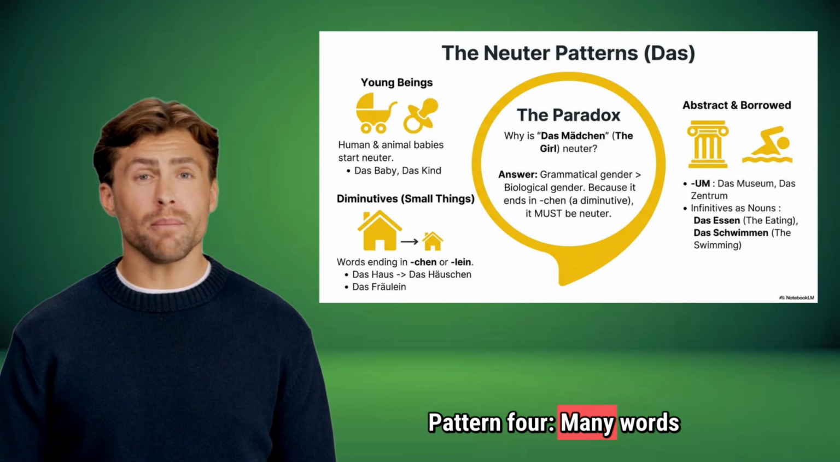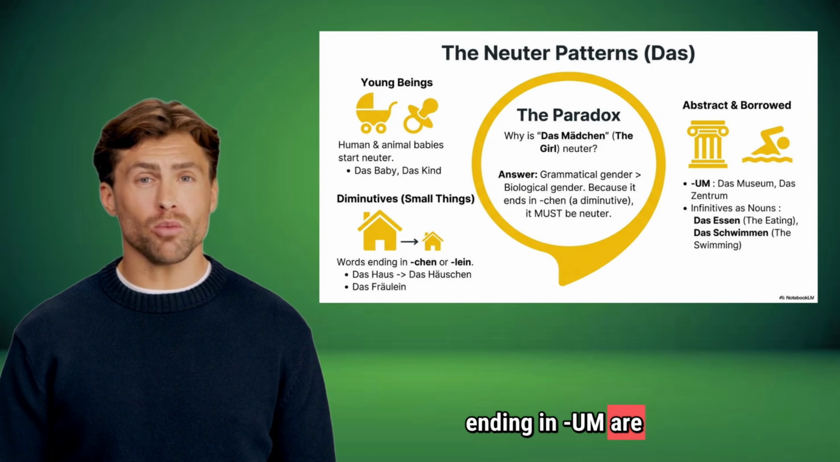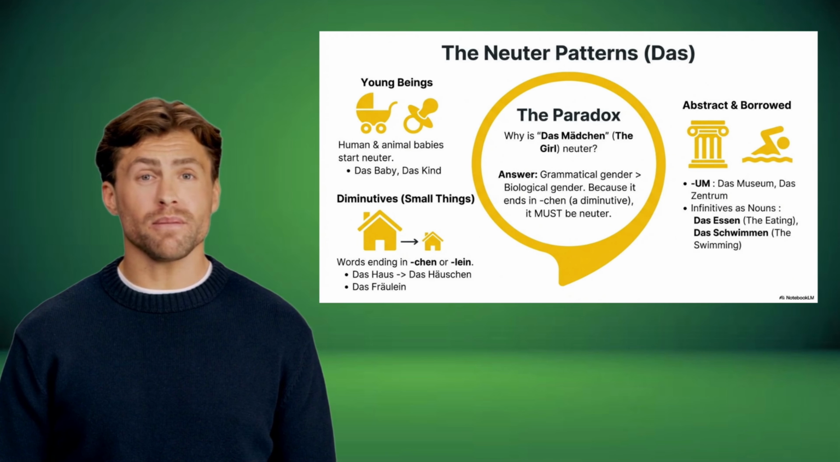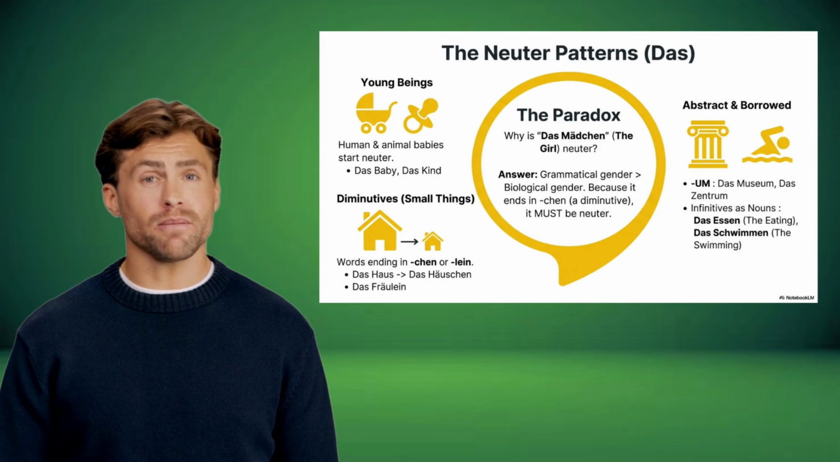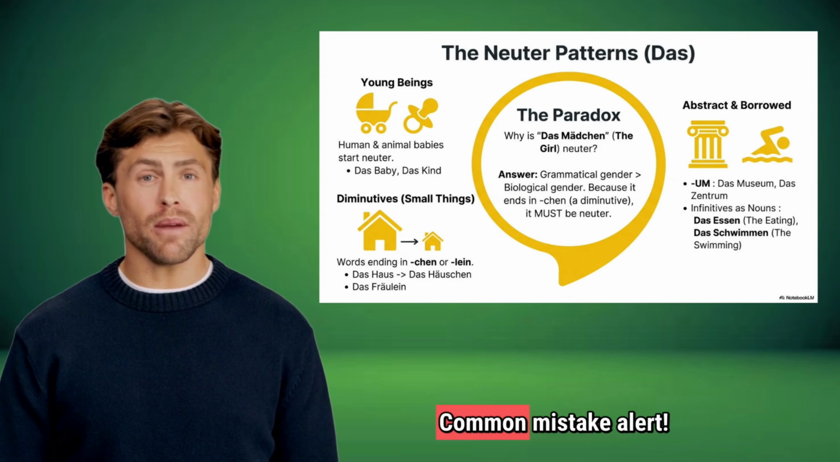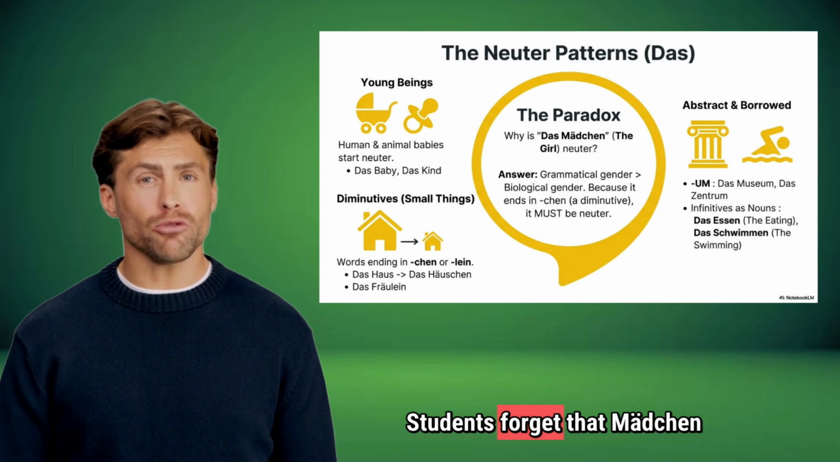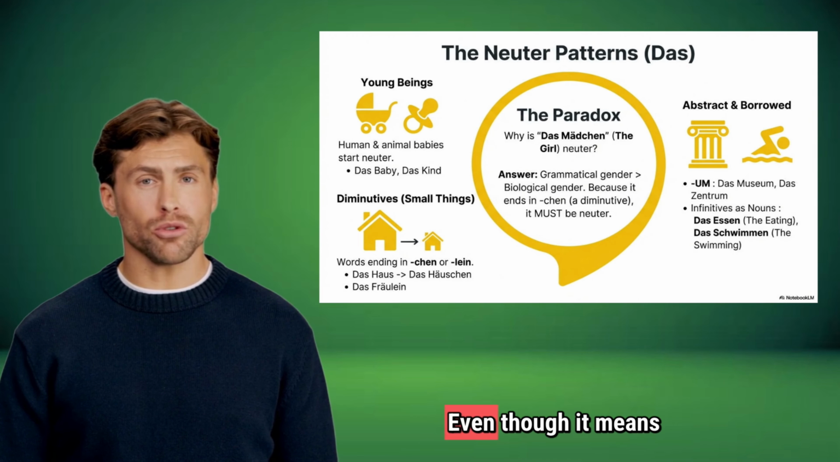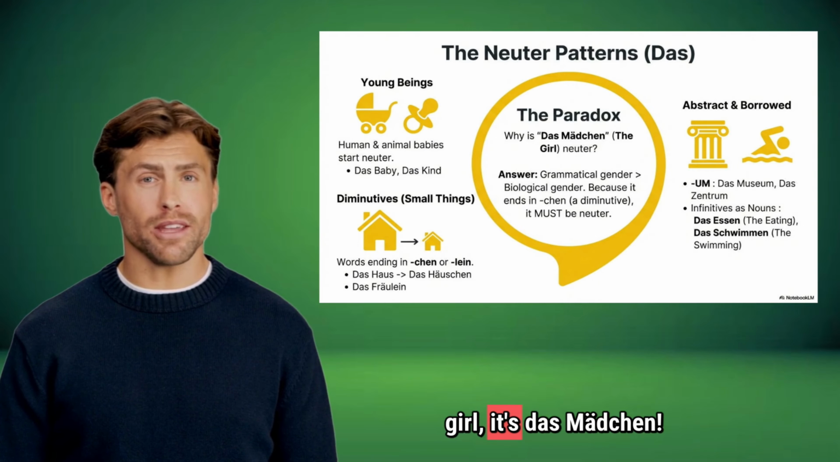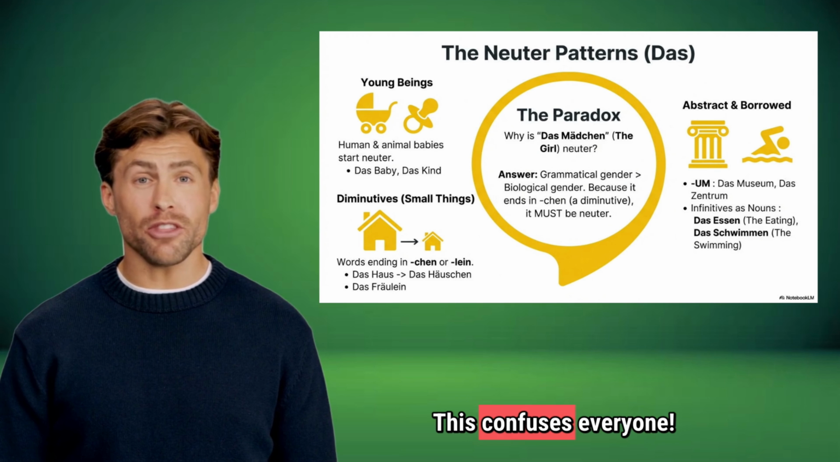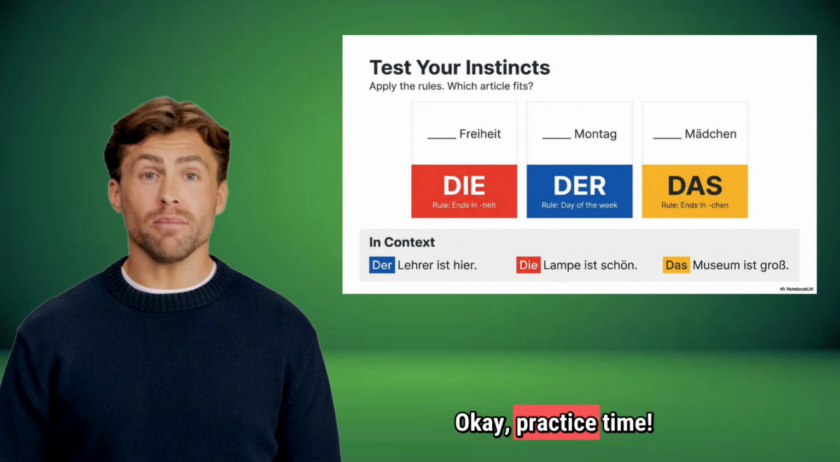Pattern 4. Many words ending in -um are neuter. The museum, das Museum. The center, das Zentrum. Common mistake alert. Students forget that Mädchen is neuter. Even though it means girl, it's das Mädchen. This confuses everyone. Okay, practice time.